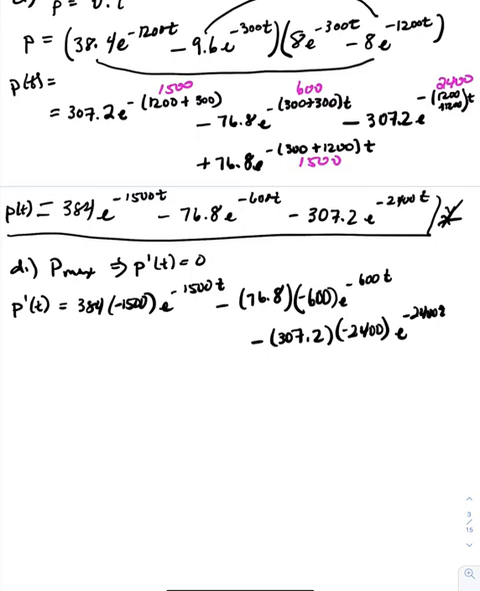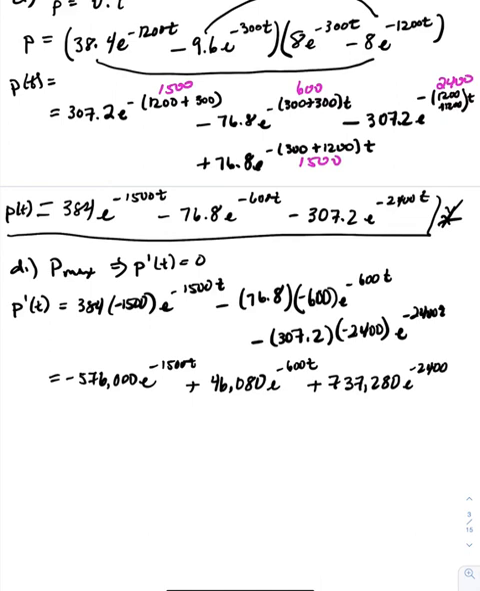And let's see, 384 times 1500 is minus 576,000... that is, minus 5760 e to the minus 1500 t, 76.8 is plus 46,080 e to the minus 600 t, plus 307.2 times 2400 is 737,280 e to the minus 2400 t, and this is equal to 0.